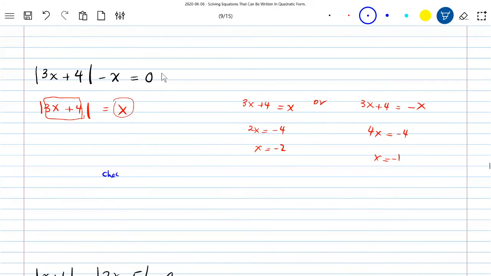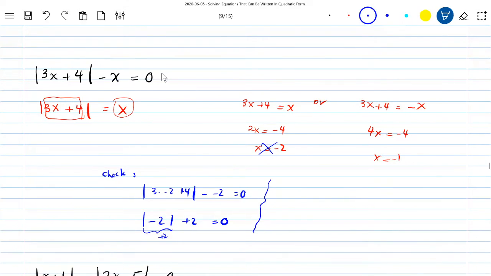So check. I replace -2. What do I get? Absolute value of 3 times -2 plus 4, minus -2, is equal to 0. 3 times -2 is -6, plus 4 is -2. Absolute value of -2 is +2. Is it true? Not really. Positive 2 plus 2 is 4. So this is not an acceptable solution.